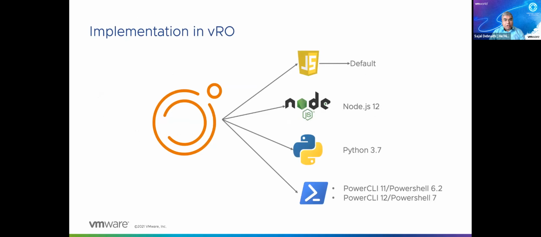Now, how is it implemented in vRO today? Traditionally, vRO was developed in JavaScript, so JavaScript is still native to vRO. On top of that, we have the option to utilize Node.js, the version is 12. Use Python 3.7, which is the native version included in vRO, or we can utilize PowerShell 6.2 or 7, based on whichever version that we want. It includes PowerShell 11 and 12 respectively.